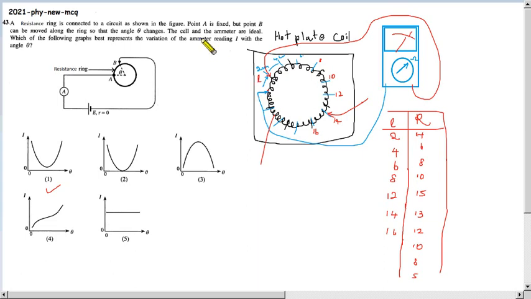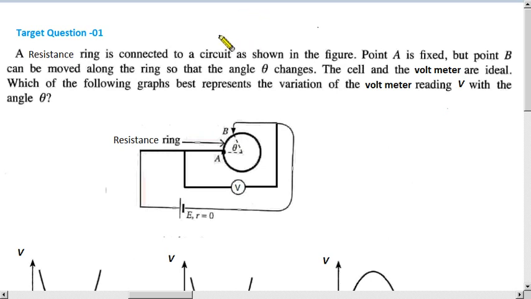So children, that is something additional I said: if you do these types of things, the subject physics is very interesting. So children, I have designed a target question for you. Let us see what it is.